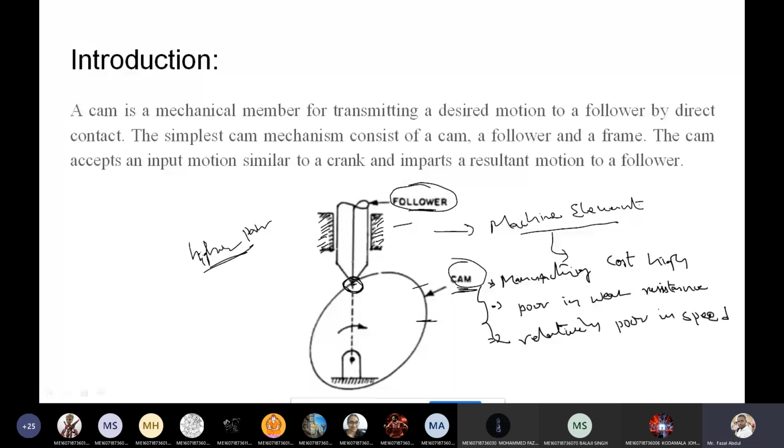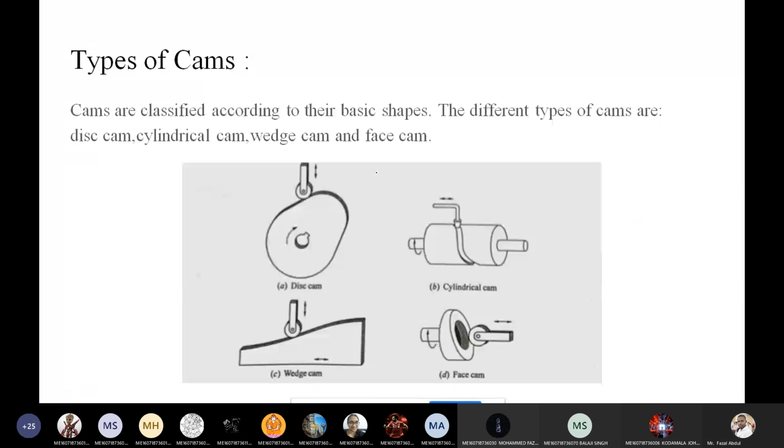Okay, so this is a brief introduction about the cam. Now coming to the types of cams. Cams are classified according to their basic shapes. The first one is a disc cam. So here the shapes I'm showing on the screen, based on the shape of the disc.